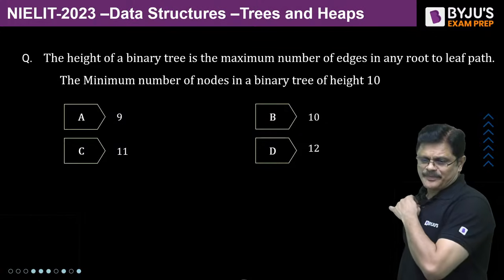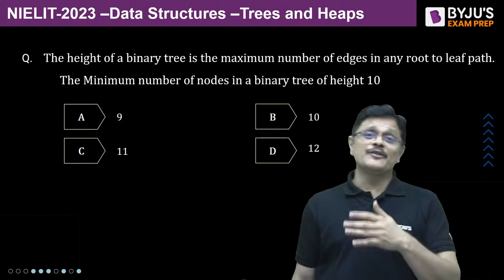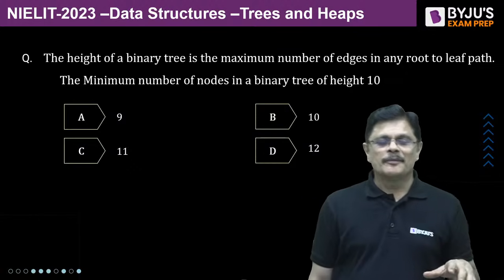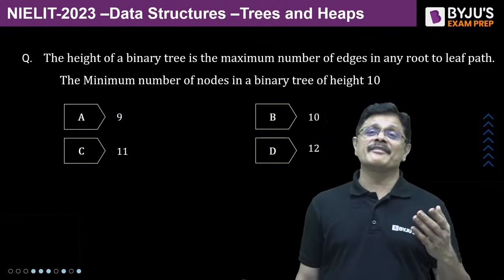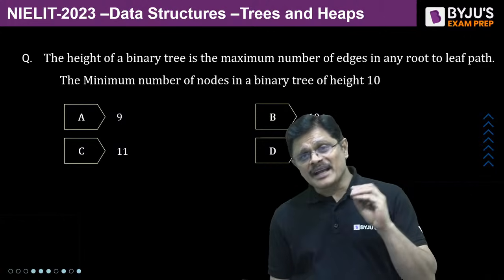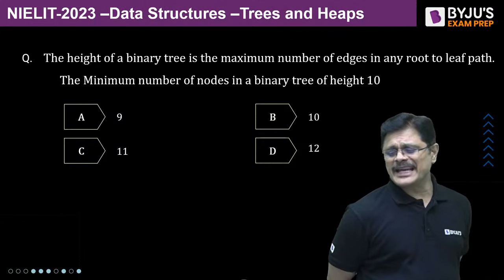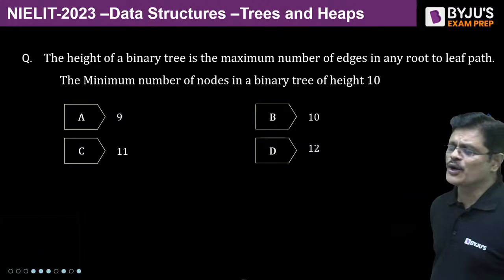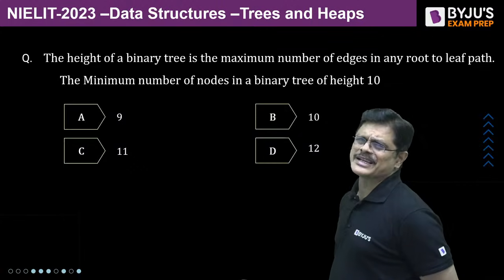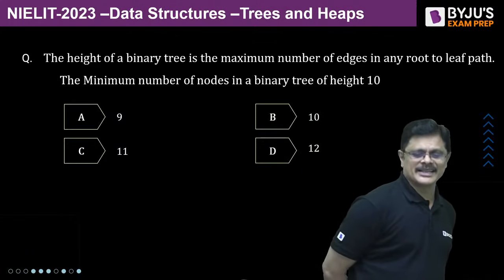The next question, height of binary tree. Sometimes in the GATE examination they'll give you the definitions also, because as I mentioned, there is a variation in the terminology. So they'll give you the definition and ask you questions. The height of a binary tree is the maximum number of edges in any root to leaf path. In other words, we can say maximum depth is height.